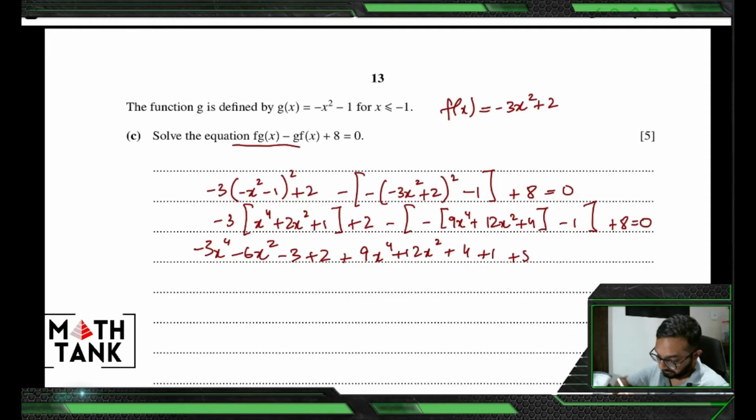I hope I have not made a silly mistake somewhere. 6x power 4, 12x squared minus 6x squared is plus 6x squared. Then I have minus 1 here, I have plus 1 here, so that gives me plus 12 equals to 0. So x power 4 plus x squared plus 2 equals to 0. I have a feeling there's a small error somewhere. Let me just verify this from the marking scheme before we make a mistake. I'll just open up and see if I've made a mistake.